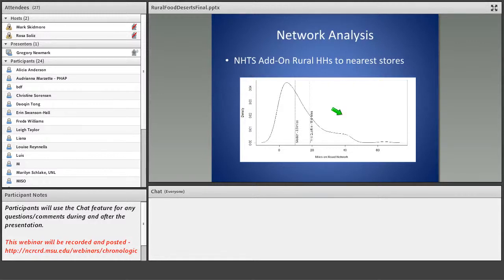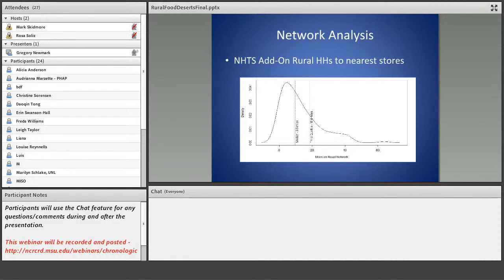Now, we've had some struggles with using the network analysis in rural areas because we're concerned that some rural roads are not being picked up, and therefore we're maybe getting slightly longer distances than we would anticipate. But we're continuing to work with the add-on data to see where people actually shopped and what the distances were of not just the closest venue, but the venue that they chose, to get a better sense of where people are choosing to shop.